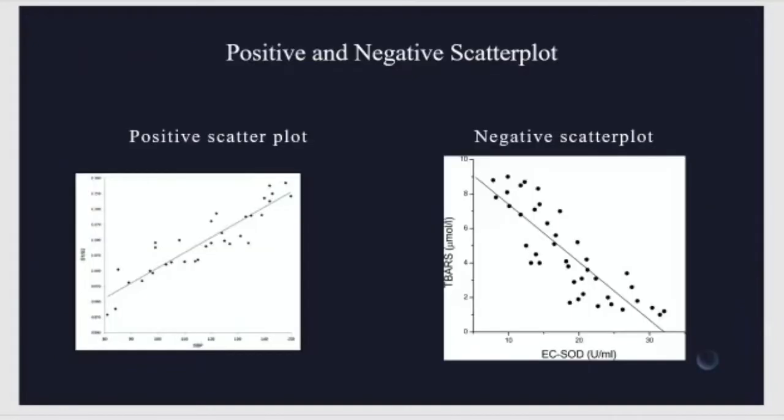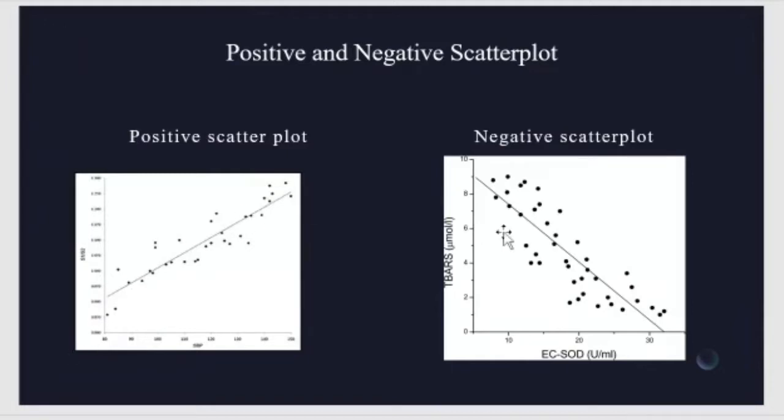So there are two types of scatterplot. You can see this is a positive scatterplot. It means when one variable increases, the other variable also increases. So if the line is like this, it is called a positive scatterplot.